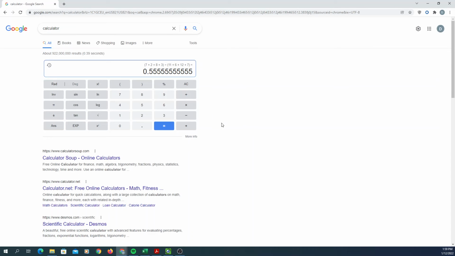And rounding to 3 decimal places. Let's see, there's the third decimal place right there. I look at the decimal place after it, and it's a 5 or more, so I'm going to round the third decimal place up to a 6. And then drop the rest of the digits. So this should be about 0.556.